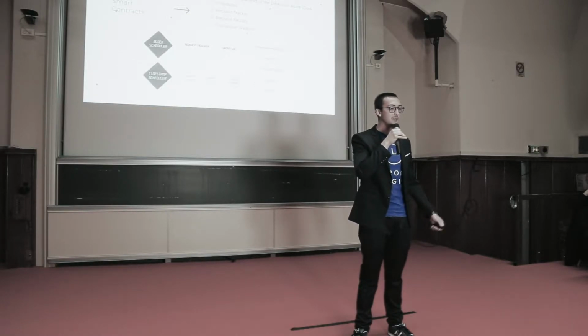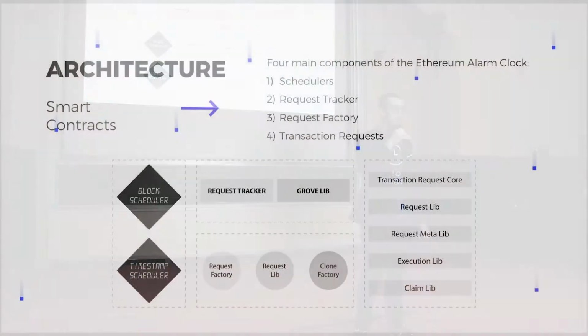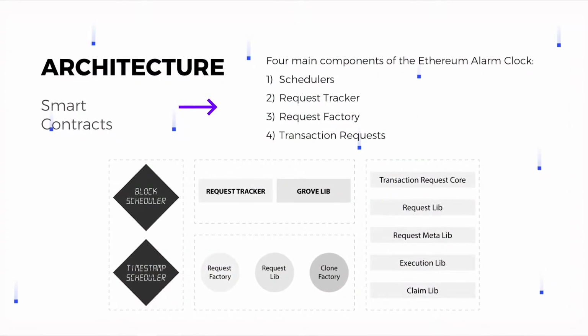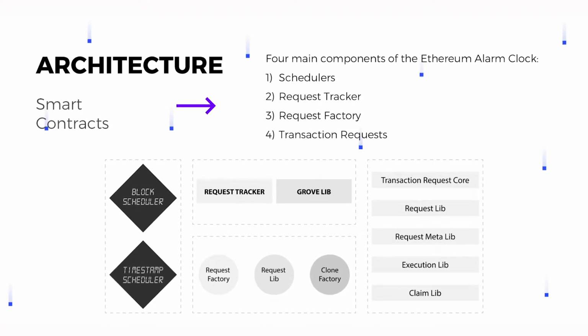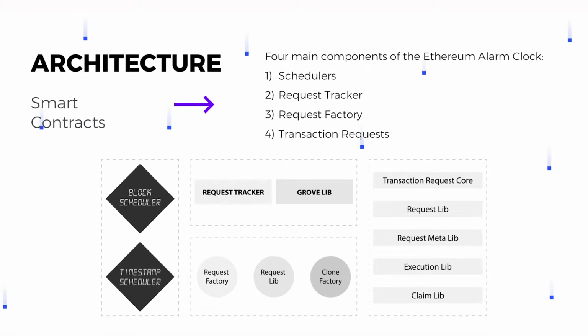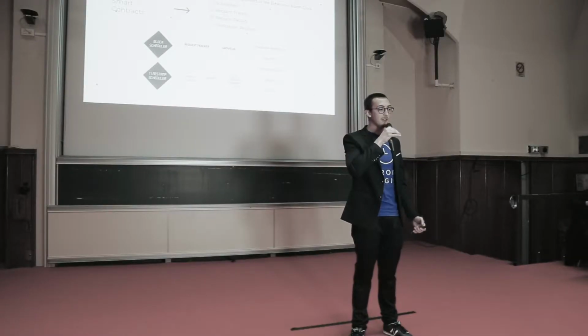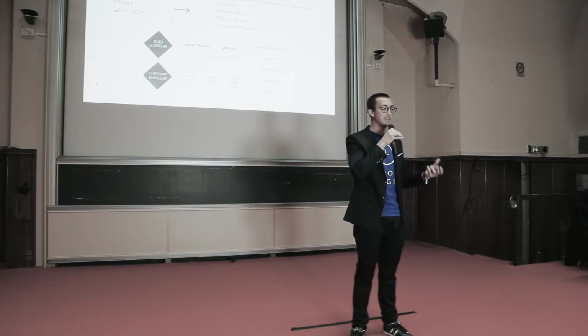So the architecture can be broken down into like 4 main pieces. We have the schedulers, the request factory, the request tracker, and the transaction requests. So the schedulers are the top level of entry point. And below that sit the request factory, which actually deploys the new contracts. And the request tracker keeps all of the addresses in storage. So this is a way we can keep everything on chain. And even though we have off-chain executing clients, they're always querying the request tracker to see what's stored.